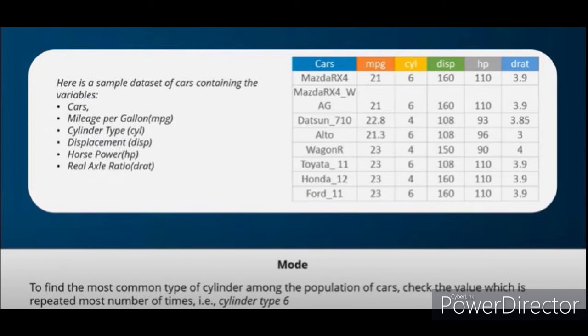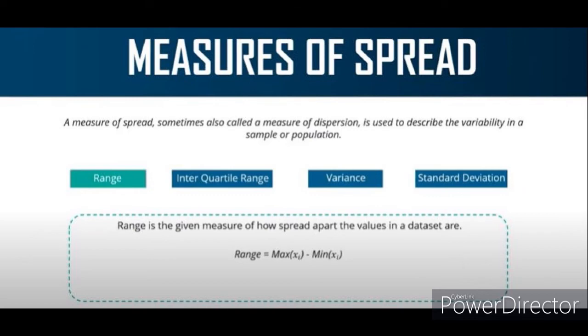So guys, those were the measures of the center, or the measures of central tendency. Now let's move on and look at the measures of spread. Alright, now what is the measure of spread? Also known as measures of dispersion, it is used to describe the variability in a sample or population. You can think of it as such. The measures of spread are range, interquartile range, variance and standard deviation. Now range is self-explanatory. It is the given measure of how spread out the values in a data set are.